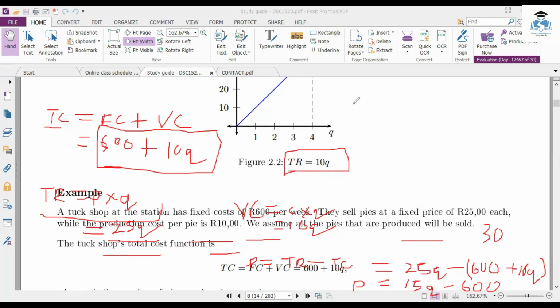Let me do that. So we are saying 25Q minus, in bracket, 600 plus 10Q, which is our profit, right? So 25Q. Now we have got a bracket. So we want to multiply everything that is in the bracket with the negative sign here. Remember, this 600 without a sign means it's positive.